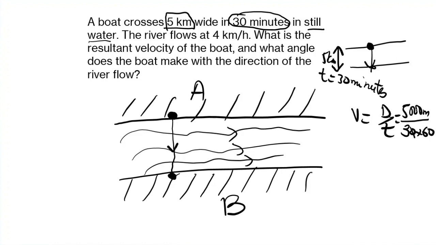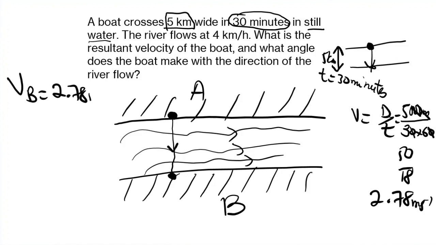So let's solve this and see. Yeah, so we have 50 over 18. Let's put it in a calculator and see what we can get. 50 divided by 18, 2.777. So I can say 2.78 meters per second. So we know that the velocity of the boat is equal to 2.78 meters per second.